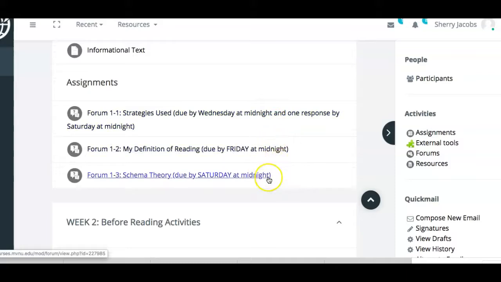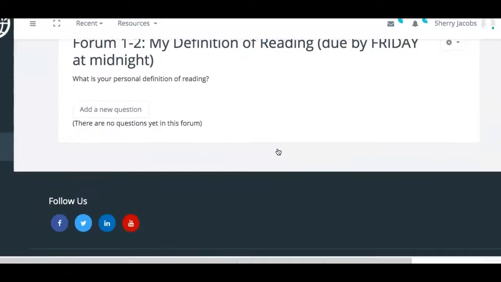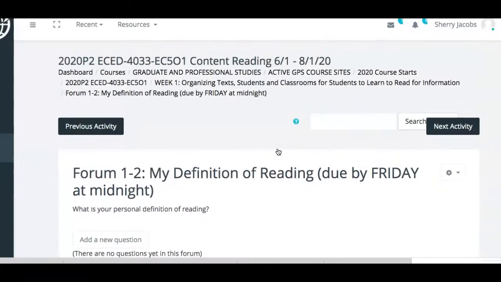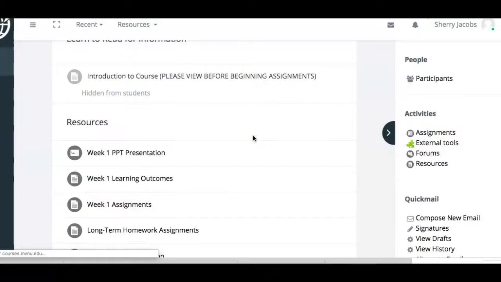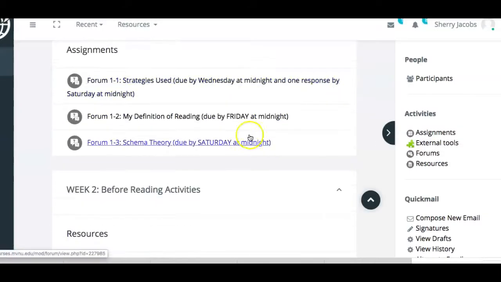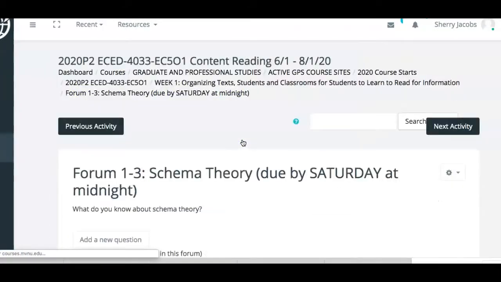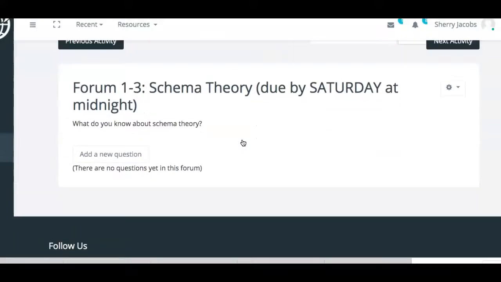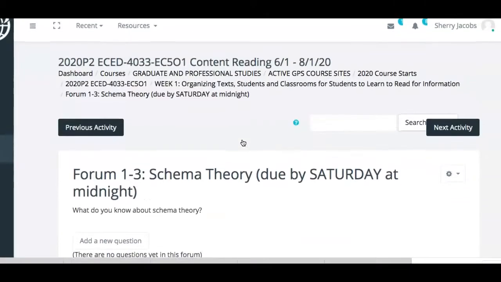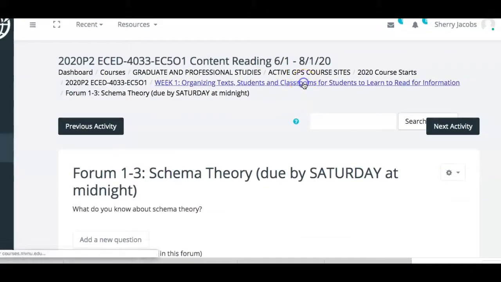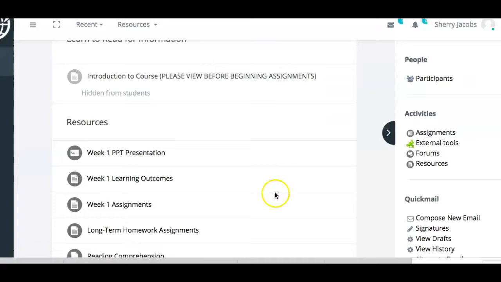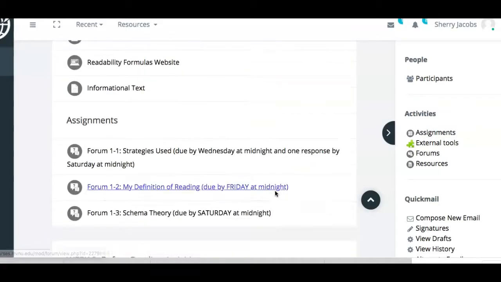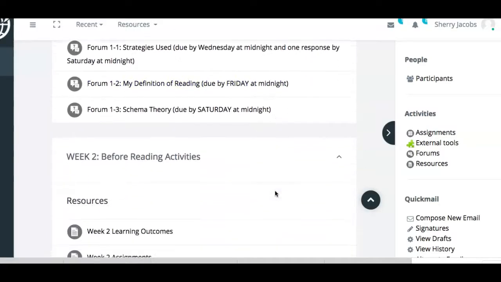And so there are actually 3 forums here. This is my definition of reading. And finally, the schema theory. What do you know about the schema theory? It's highly unusual for there to be that many in a week.